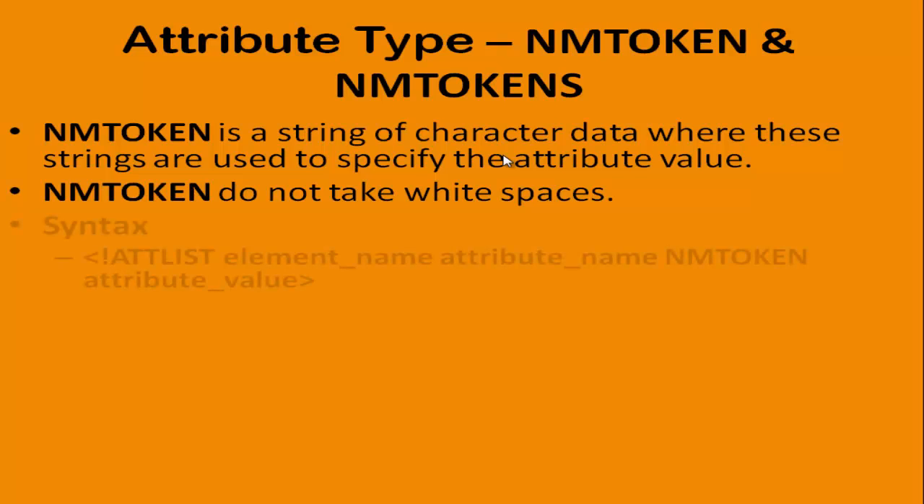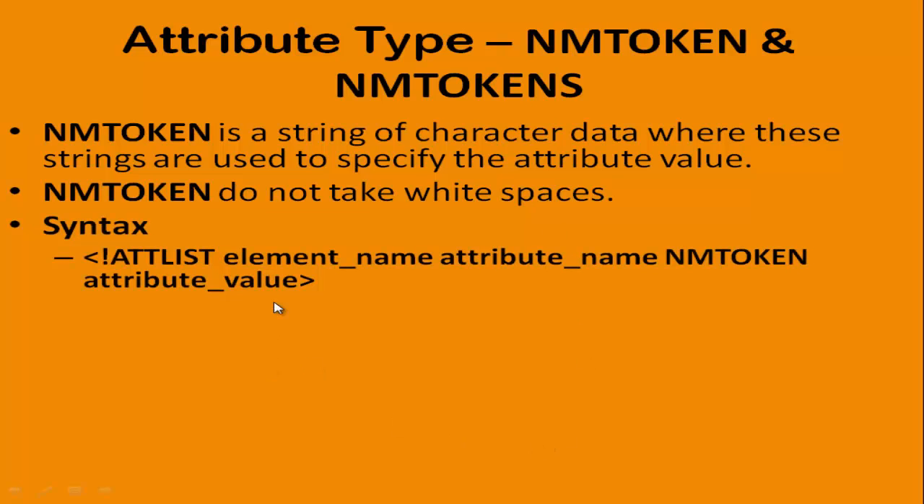And this is the following syntax. It starts with !ATTLIST, element name, attribute name. So instead of our previous ID and IDREF, we are giving NMTOKEN here. Of course, we have an attribute value. Till now we have seen only #IMPLIED.